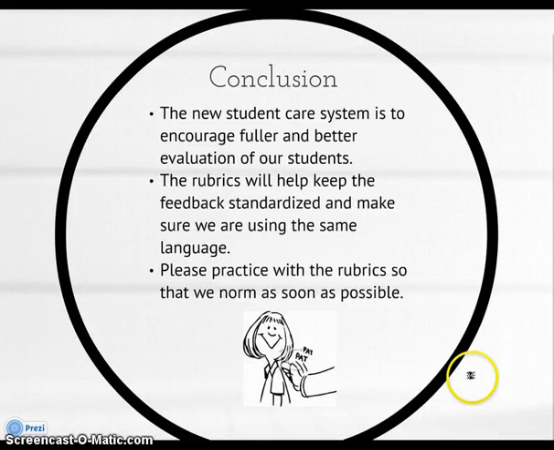So in conclusion then, this new student care system is to encourage fuller and better evaluation of our students. The reason to have the rubrics and to have these sort of standardized evaluations and tests is to keep everything at the same level. We're using the same language, we have the same ideas about how to evaluate the students, and also it means we have a system that is very, very clear. We know exactly what is needed to pass. We're no longer guessing levels, we're following systems.